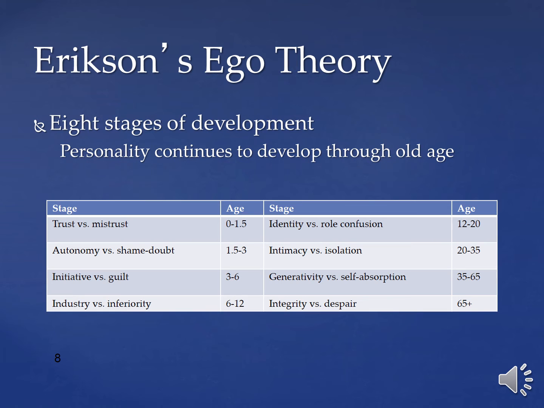Another example is industry versus inferiority. The school-age child between the ages of 6 and 12. This child's number one task is to accomplish something through industry to develop his sense of self-worth. So if something diverts his psychic energy from completing something through industry, he will have lower self-esteem. Let me give you an example.